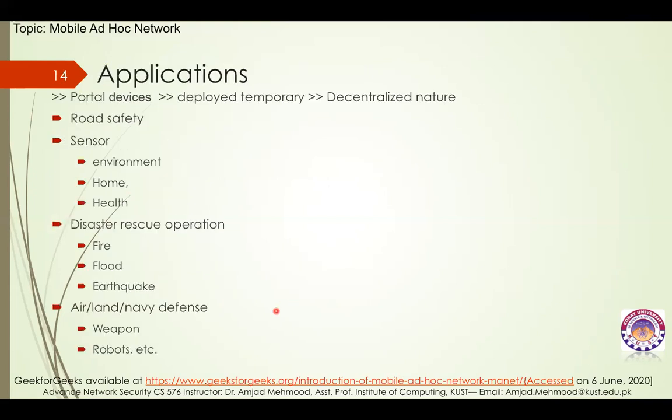These are the applications. As the nodes are portable, they can be deployed temporarily in any location, and they are decentralized. Because of being decentralized, they are more robust and flexible. There are different kinds of applications available for such networks. You can deploy them for road safety, with sensors that work in the environment, at home, or for health management, or a health tracking or monitoring system. Disaster rescue operations like fire, flood, or earthquake, you can deploy a network for rescuing operations. They can also be deployed for air, land, navy, and defense mechanisms like weapons or robots. They can be the applications of such kinds of networks.